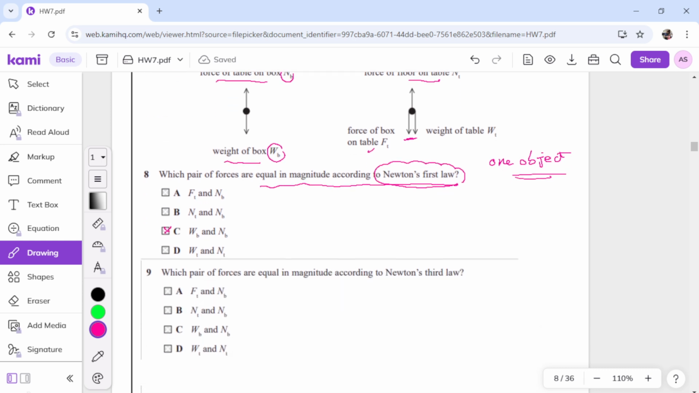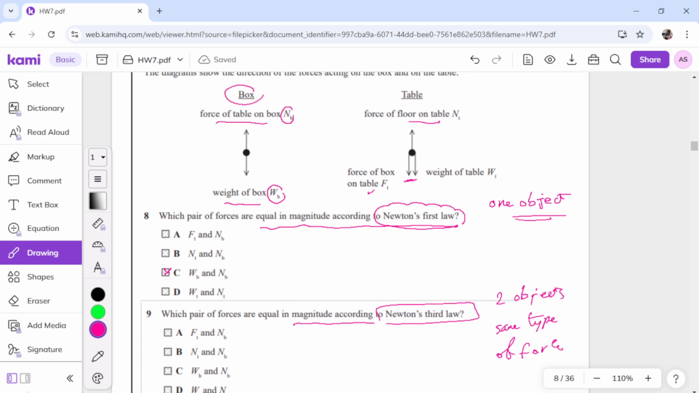Then he said, which pair of forces are equal in magnitude according to Newton's third law? Newton's third law needs two objects and the same type of force. So you have to look for two forces affecting two objects that have the same type. So he said force of table on box. Now I will search for the opposite, force of box on table. Yes, because these forces affect two different objects and are the same type.